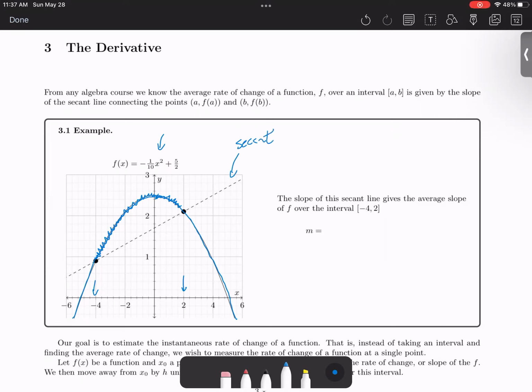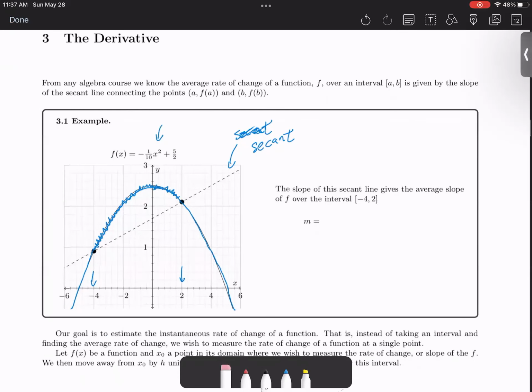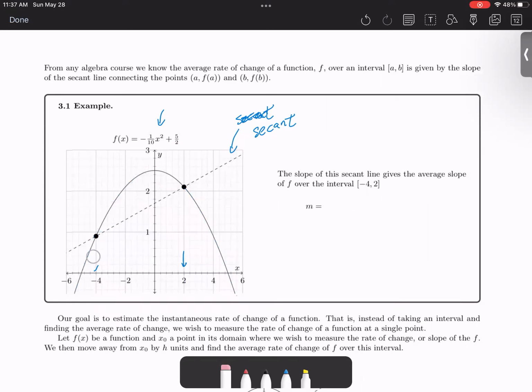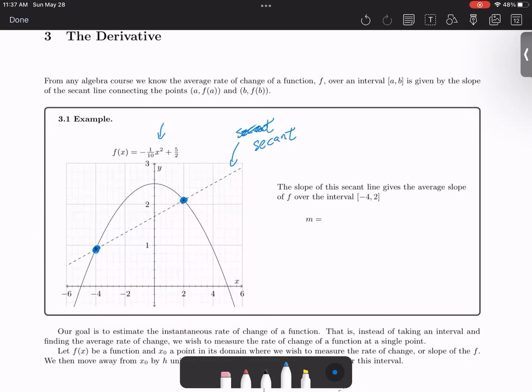The secant line is a straight line that touches your function at 2 points. And that's exactly what we have going on here. You've got your original function and your secant line touches at -4 and at 2. So the slope of that secant line is the average rate of change of the function over this interval. So on average, it changes this much in y, and this much in x, right? So changing y over changing x.